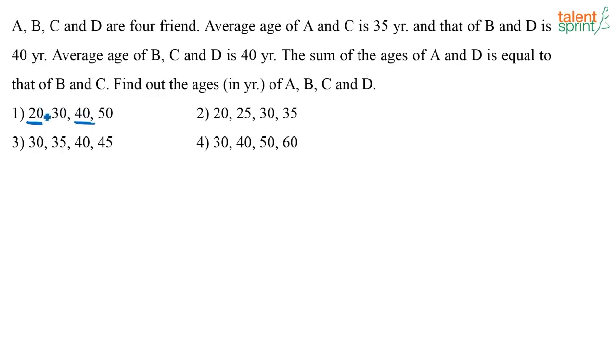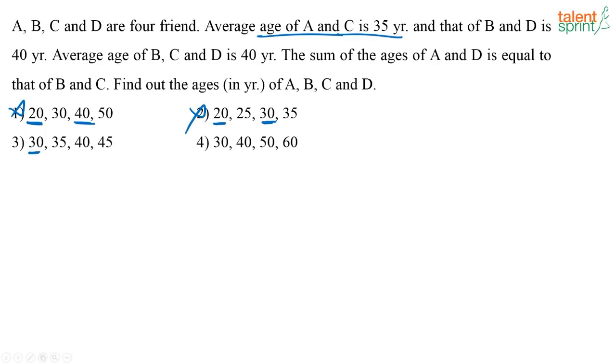Average is nothing but 20 plus 40 by 2. That is nothing but the number that will come in between 20 and 40, which is 30. So this is not going to be your correct answer. Similarly, if you take option 2, I am just checking for this, average age of A and C is 35 years. Here again age of A is 20, age of C is 30. So what is going to be the average? The average age is going to be 25. Again, not 35.